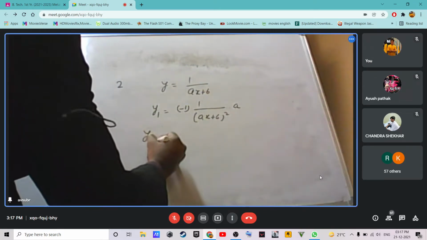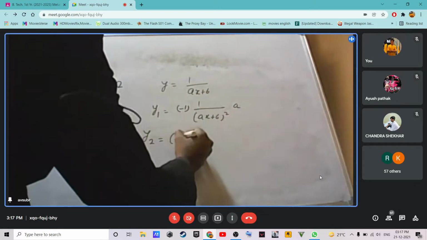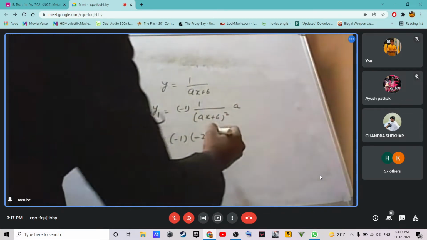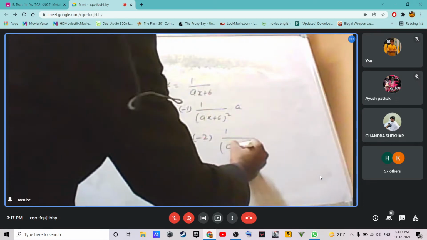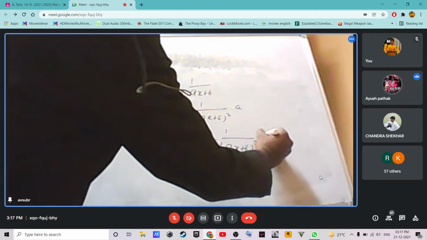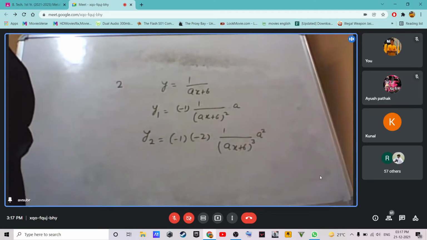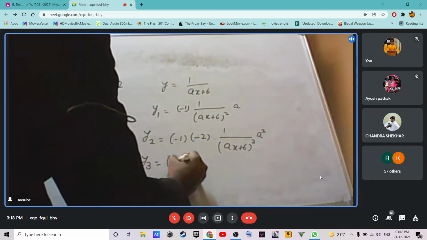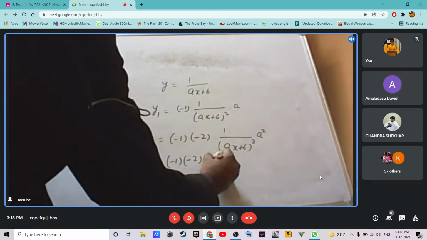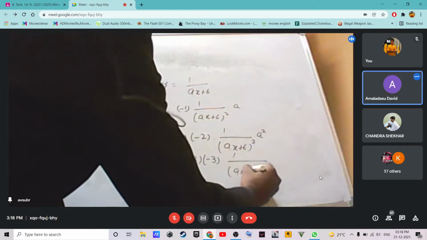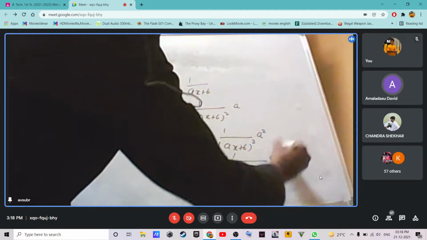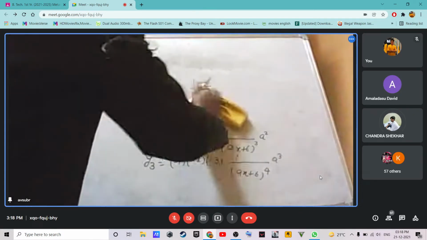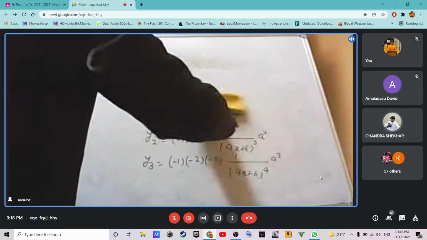Second derivative will be minus 1 into minus 2 divided by ax plus b whole cube, into a square. Okay. So likewise, if we continue, y3 will be minus 1 into minus 2 into minus 3 by ax plus b to the power 4, into a cube. Okay. So what will be the nth term?